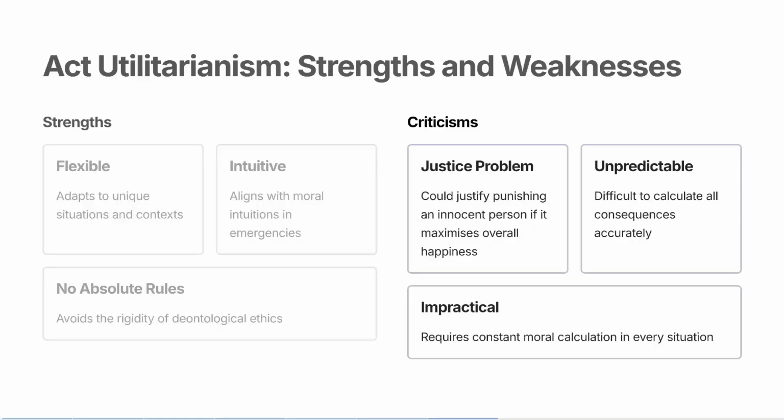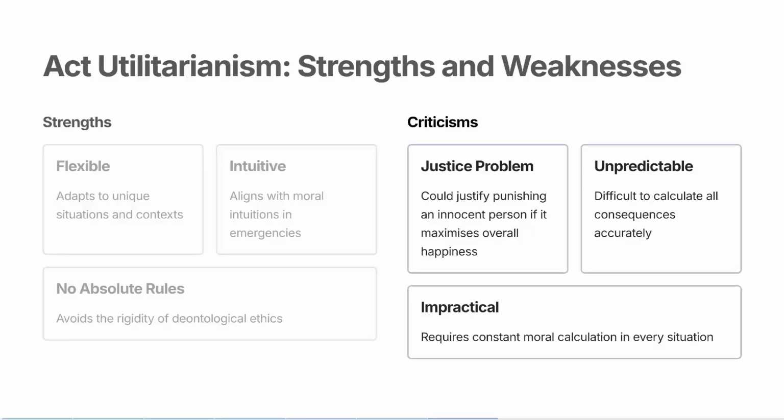Philosophers often illustrate this with dramatic thought experiments. So, for example, imagine sacrificing one healthy patient to save 5 others needing an organ transplant. Most people feel instinctively that this would be morally wrong, even if it produced greater happiness overall.